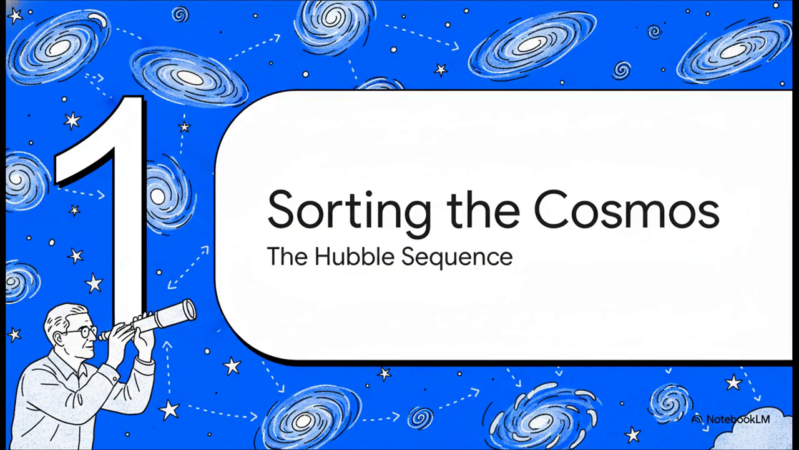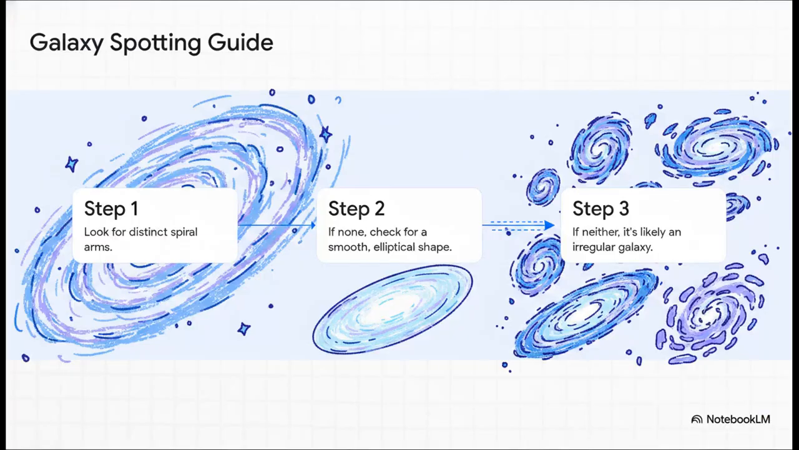Okay, so how do we sort them? Well, for that, we can thank the legendary astronomer Edwin Hubble. He came up with a classification system based on what these galaxies look like. It's called the Hubble sequence, and you know what? It's been our main cosmic playbook for almost 100 years now. And honestly, we can boil the whole system down to 3 pretty simple steps.